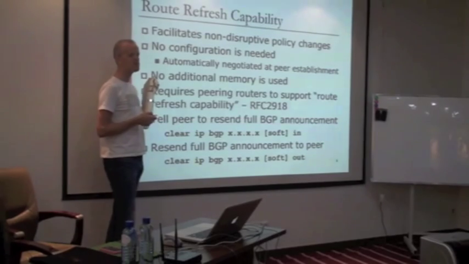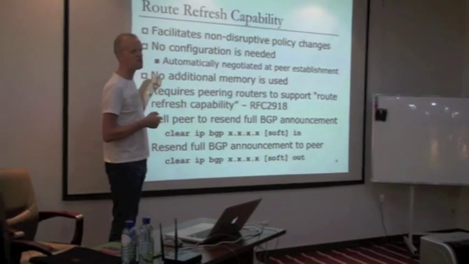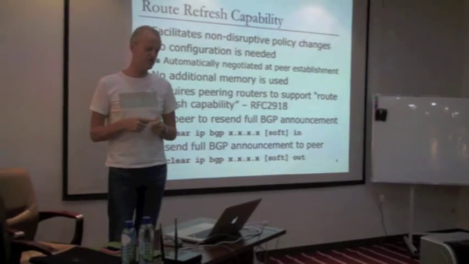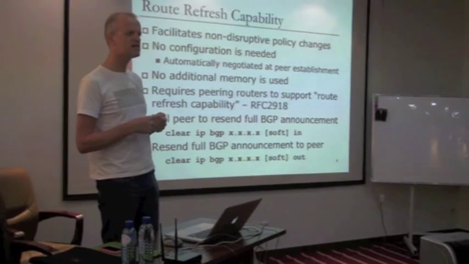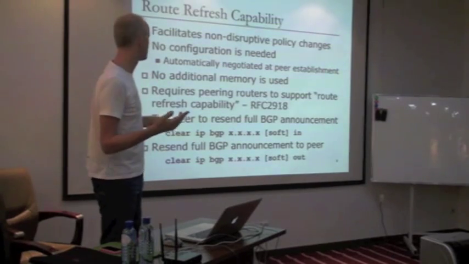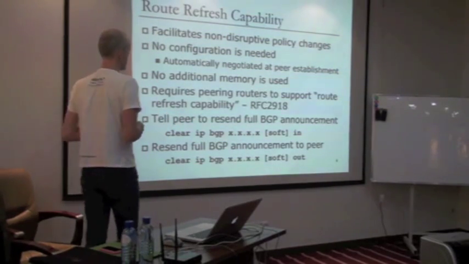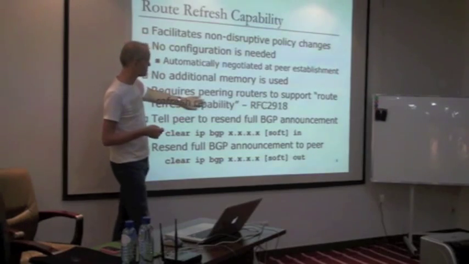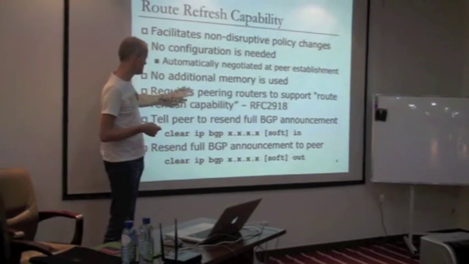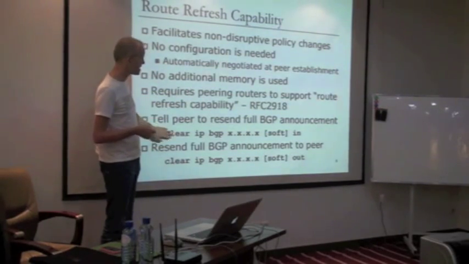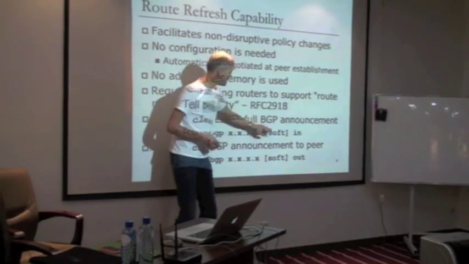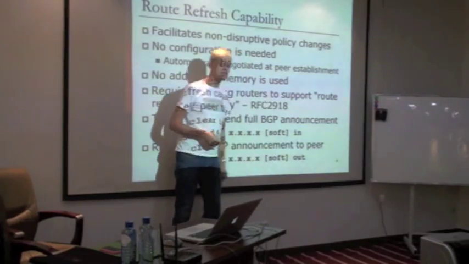This is the thing with soft reconfiguration. It uses a lot of extra memory to run it. Route refresh doesn't, because it's not storing anything extra. Right, so the route refresh capability, RFC 2918, and you implemented clear IP BGP in or out. Right, those are the commands to do it.